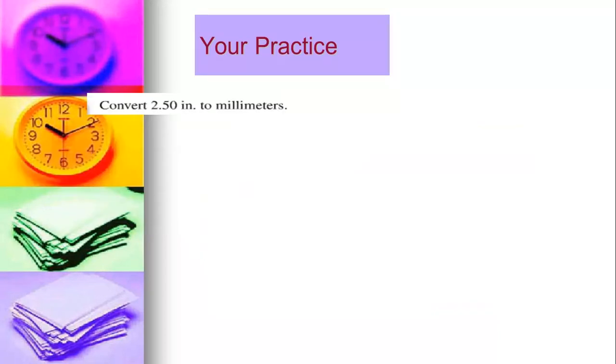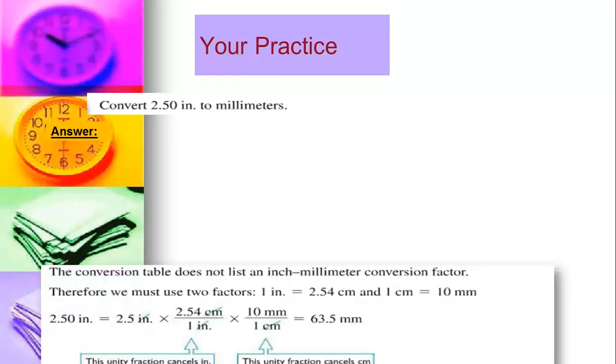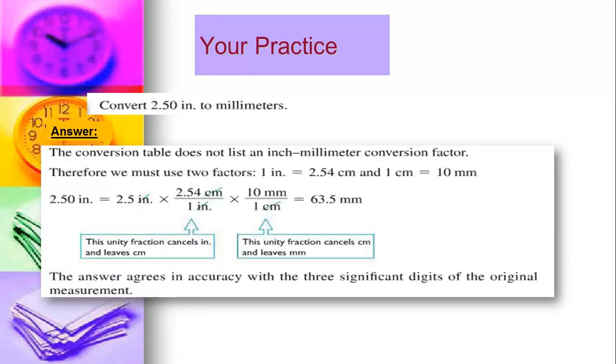Next, convert 2.5 inches to millimeter. Okay, so ito, the conversion table does not list an inch to millimeter conversion factor. Ito yung mahirap kasi meron kang dalawa or two or more factors na gagamitin. So una, i-convert mo muna yung inches to centimeter and then yung centimeter to millimeter. So kanina ay nag-convert tayo ng inches to centimeter. So yung centimeter na natira, i-convert ulit natin siya into millimeter. So say for instance, 2.5 inches times yung conversion factor natin, 2.54 cm per 1 inch, times 10 mm per 1 cm.